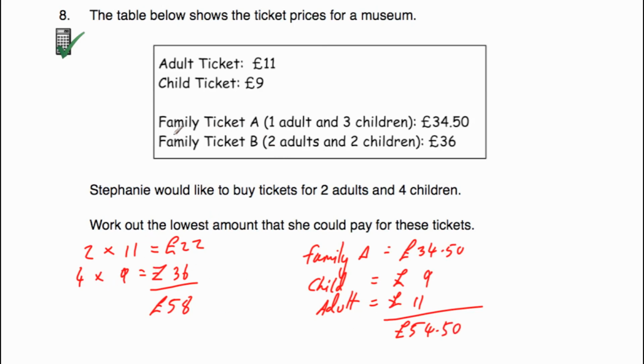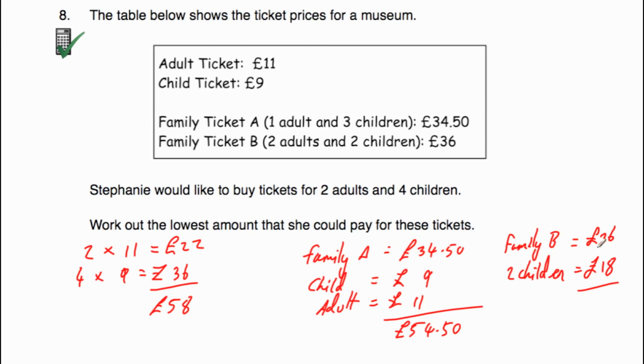And then the final approach is to get a family ticket B, which is 2 adults and 2 children, and then buy an extra 2 child tickets. So we can get family B and 2 child tickets, 2 children. So family B costs £36. And then 2 child tickets, where 1 child ticket is £9, so 2 child tickets would be equal to £18.